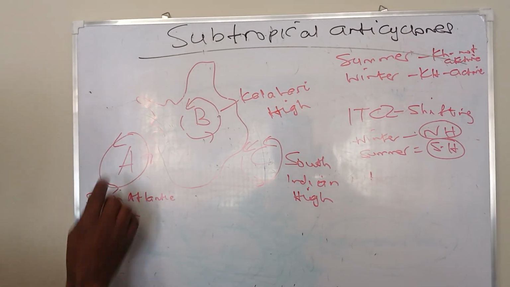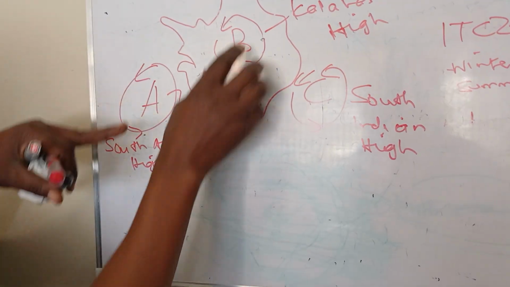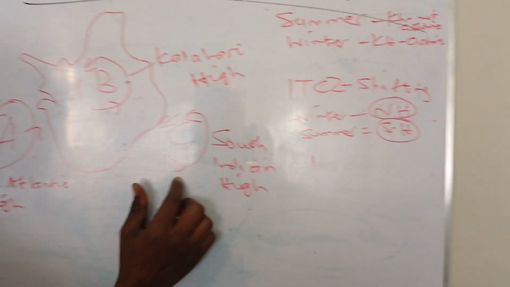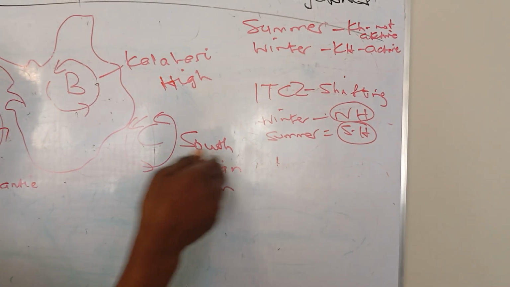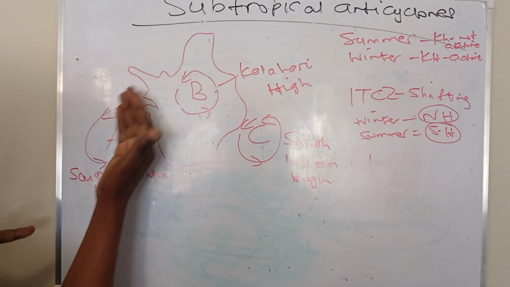You can see here, this is where we have got our South Atlantic High on the west coast. I would say this is where we have got our Kalahari High. It's in the interior. This is where we have got our South Indian High. This is on the east coast. As you can see, it affects the weather in the east coast, affects weather on the west coast.